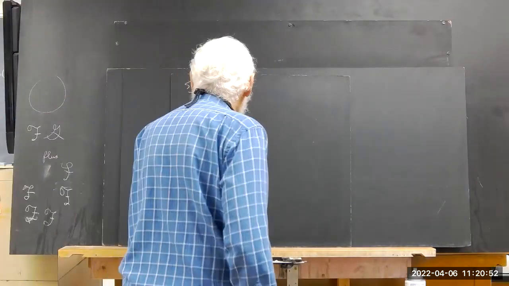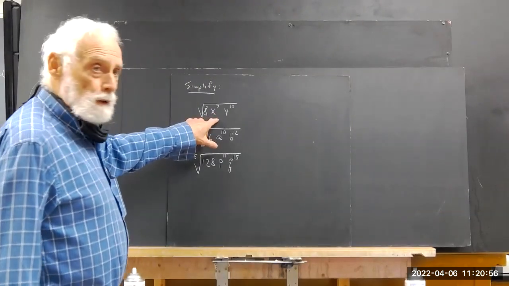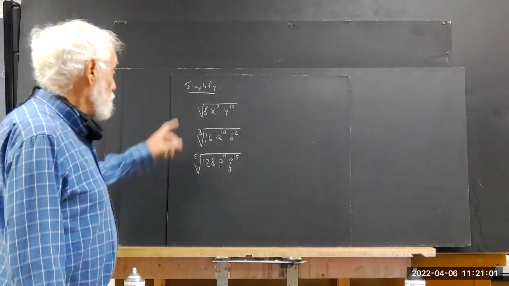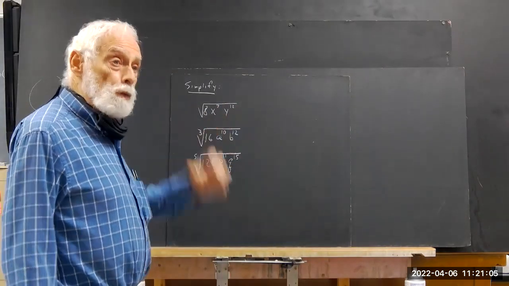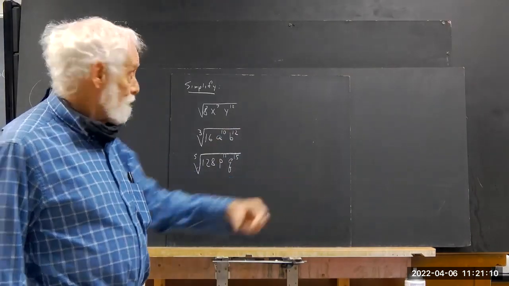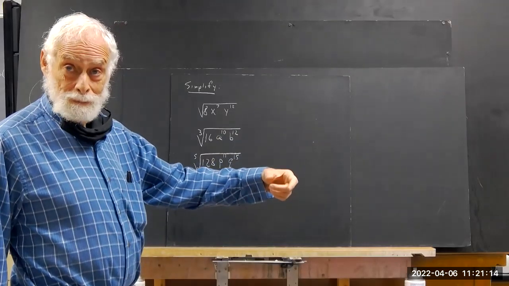Okay, we've got this quiz. We want to understand what's going on here. Now, there's a simple rule. We're doing a square root. I can group x to the 7th into 3 groups of x squared. I can group y to the 12th into 6 groups of y squared.